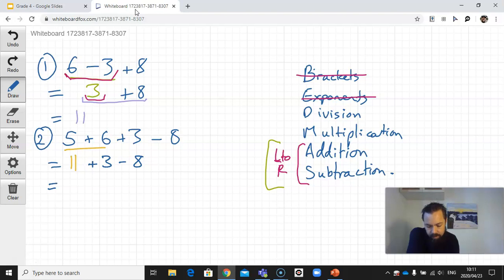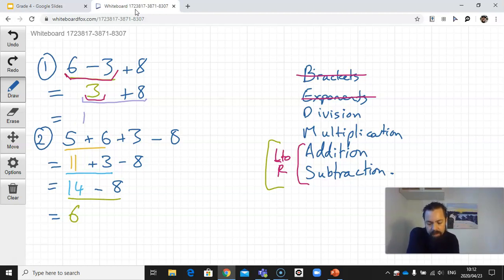Next, working from left to right, I'm going to go 11 plus 3, 14. The minus 8 stays the same. I haven't done anything with it. I've just moved it down the row. So you can see, in fact, didn't do anything, didn't do anything, didn't do anything. I'm just moving it down as I do the other parts of the problem. Only got one part left. 14 minus 8 is 6. There's the answer. So answer to the whole of that thing is 6.